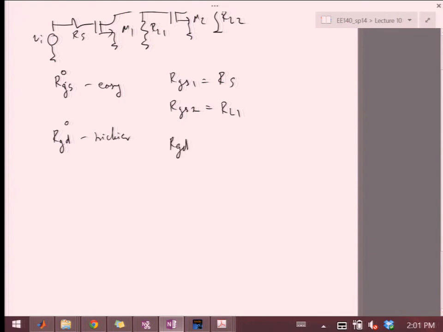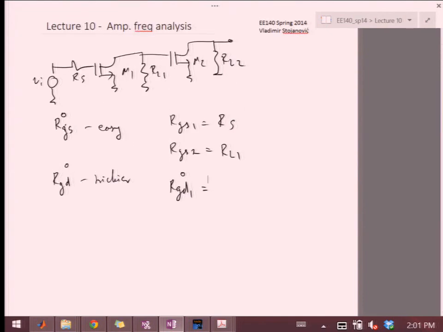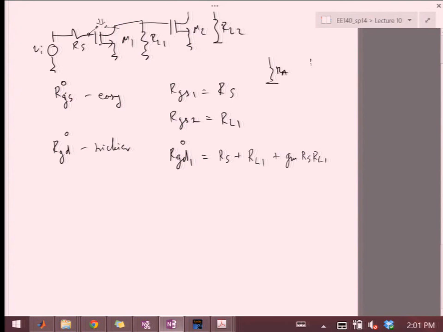So what is RGD1? That's what's seen from this point. Which one? RL1. Yeah, you got it. So this is now bridge, like our pi model configuration. We have, again, this situation of RA, and then here a source and RB, and you're looking from here. And this is VA, GM VA. So same trick. And now, what is RGD2?